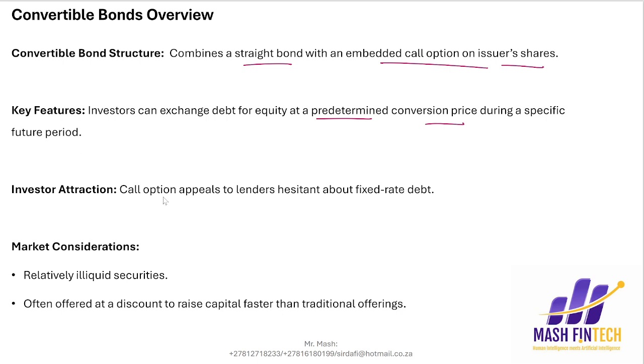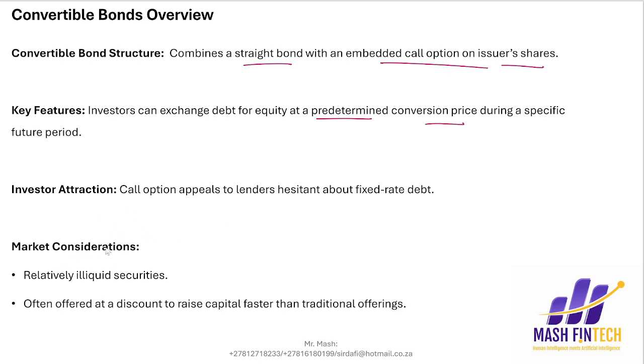Investors' attraction: the call option appeals to lenders hesitant about fixed rate. So a lender who's not sure, who doubts that maybe this company will not do so well, they put these options so that a person is attracted to get the bond. If the company doesn't do well, they get back their money with interest. If the company does well, then they have the option to convert into the shares of the company.